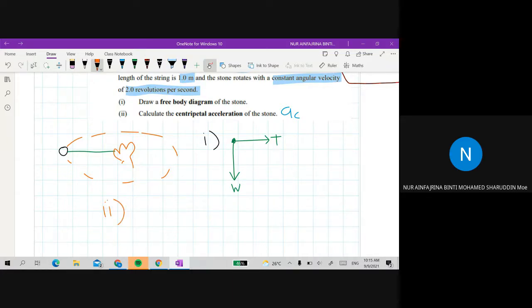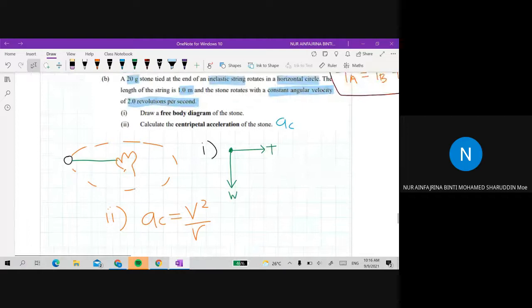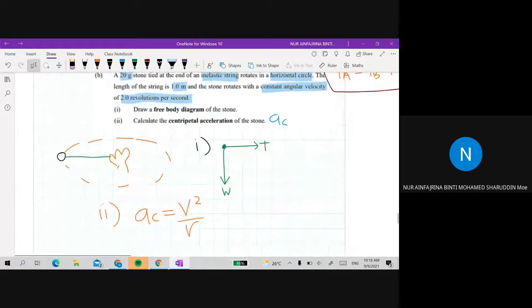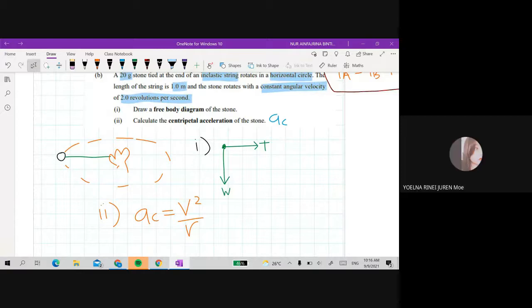Okay, now, apa formula untuk centripetal acceleration? V square over R. V squared over R. Very good. Okay, now we have the radius. Radius kita ada ke tak? Tak ada. Remember this case.